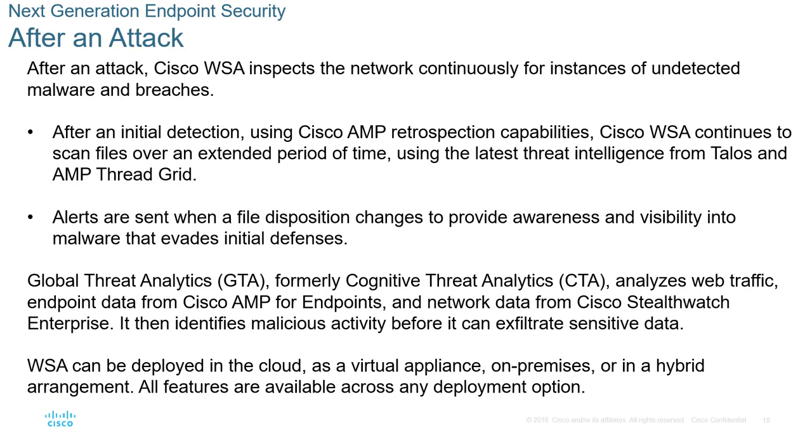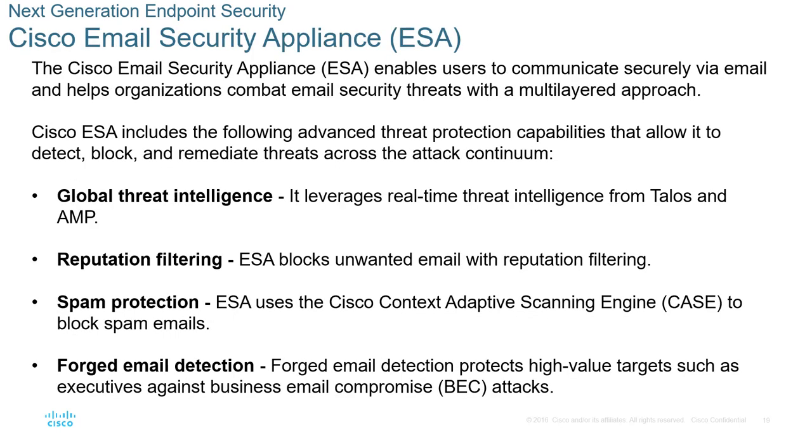Post-attack, after the attack, Cisco has inspection tools for verifying. We also have things like global threat analytics, both hybrid functions, so we could have a cloud deployment, virtual appliance, on-premise, or a hybrid of all of the above. All of this helps to ensure that the attack is actually over, and then verifying what happened and verifying that the systems are now clean, or at least that no one else is calling out to internet-based resources. So once we deal with our web, we have our email.